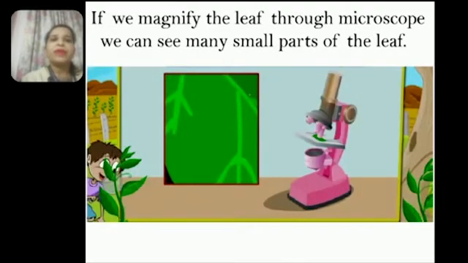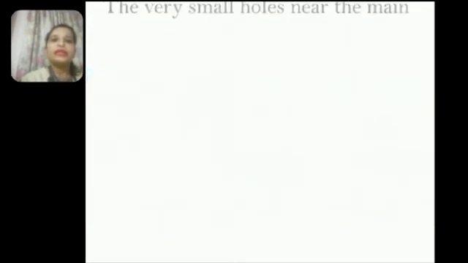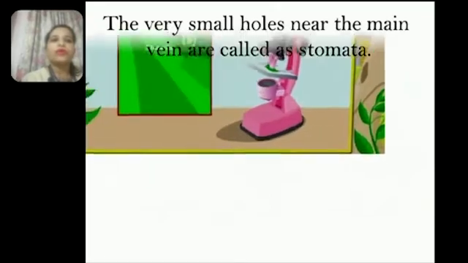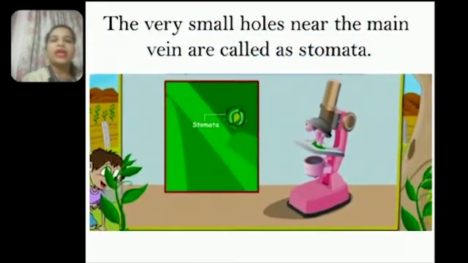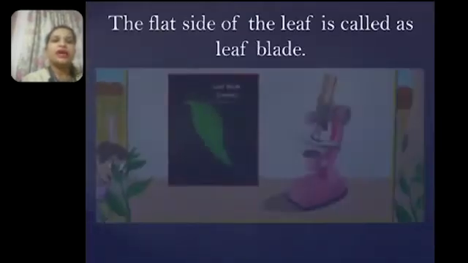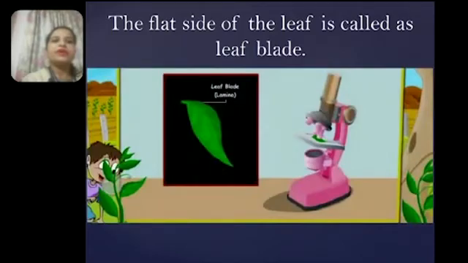If we magnify the leaf through a microscope, we can see many small parts of the leaf. The very small holes near the main vein are called stomata. The flat side of the leaf is called leaf blade.